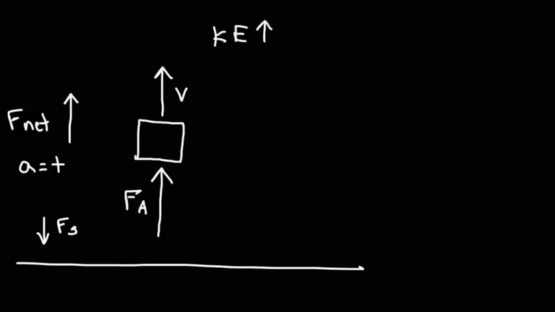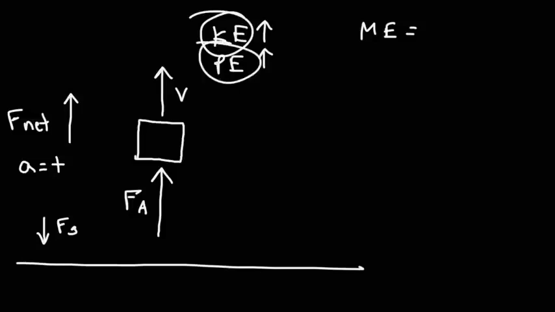Now, because you're moving it away from ground, you're increasing the height of the object at the same time. Therefore, the potential energy is increasing. So in this scenario, you're increasing both the kinetic and the potential energy. In the last scenario, one of these went up, the other went down. In this scenario, both of these forms of energies are going up.